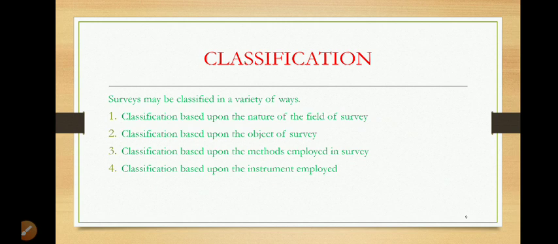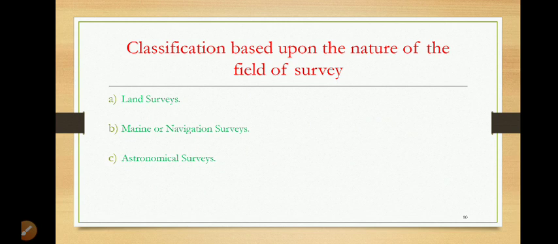The first classification is based on the nature of the field of the survey, the second on the object of the survey, the third on the method employed in the survey, and the fourth on the instrument employed, so which instrument you are going to use. First of all, classification based upon the nature of the field of survey, so where we are going to use the surveying.